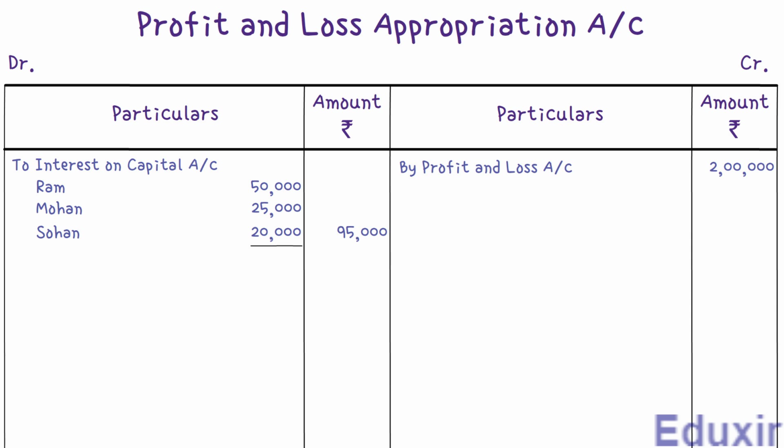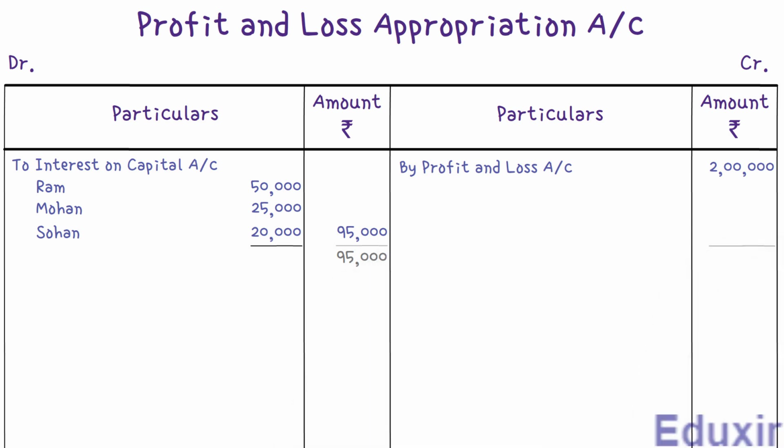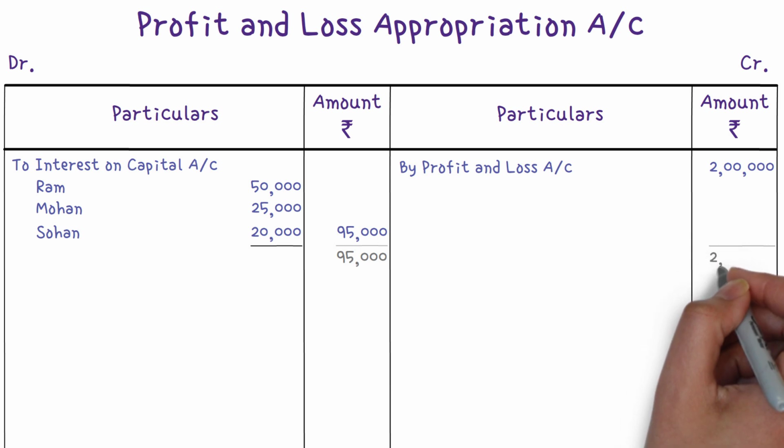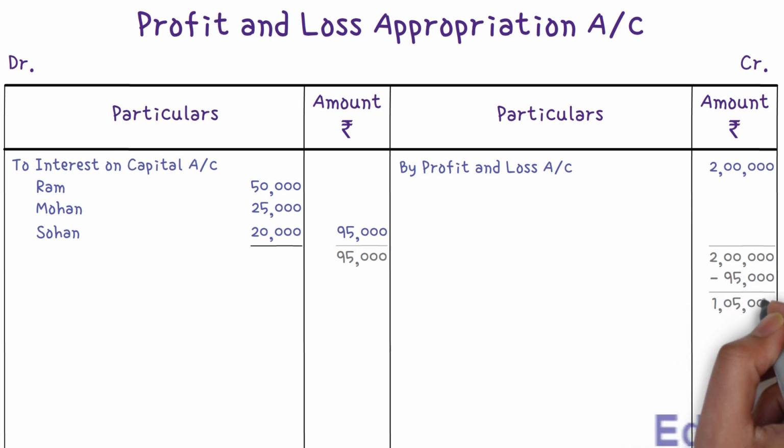Now, as there is no other appropriation to be considered, let's calculate the profit amount that should be distributed among the partners. Now, the total on the debit side of the profit and loss appropriation account is 95,000 rupees. Similarly, the total on the credit side of the profit and loss appropriation account is 2 lakh rupees. Now, from the total on the credit side, which is 2 lakh rupees, if we subtract the total on the debit side, which is 95,000 rupees, we get 1,05,000 rupees. This is the surplus on the credit side, and this is the amount of profit that should be distributed among the partners. But in what ratio?